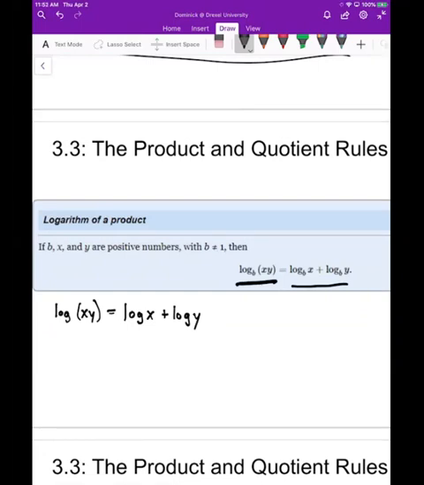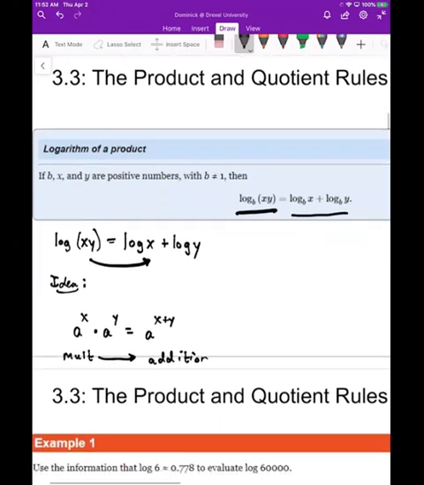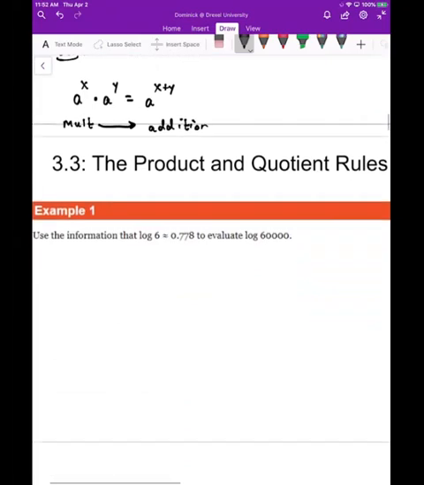Again, this is one of those things where it's not hard to prove, but the idea behind it is that when you look at exponents, if you multiply two numbers with the same base together, you add their exponents. So you have multiplication leading you to addition, and that's a similar idea to what's going on here. We have multiplication lending itself to addition. Okay, but let's go ahead and see this in action.